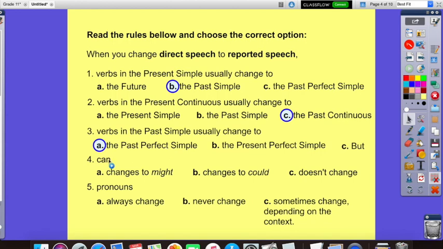Can changes to could, and pronouns sometimes change depending on the context.